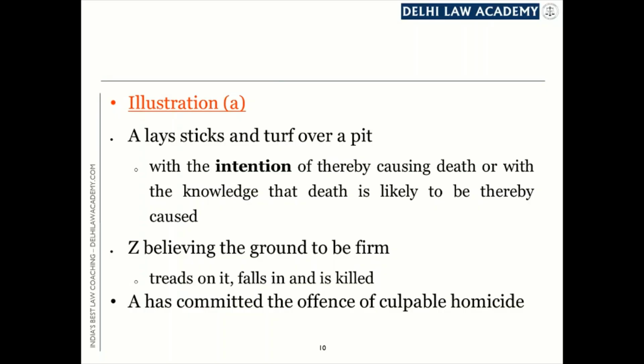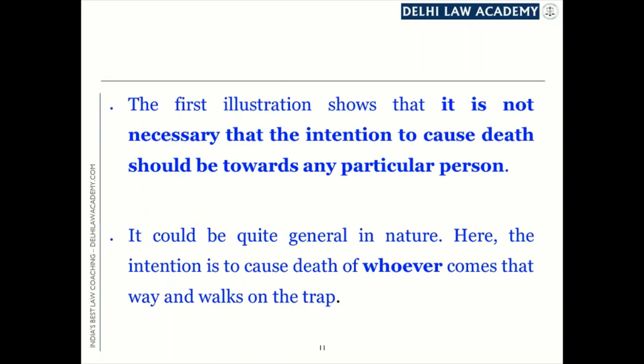Here we can see that the intention of A is not directed towards Z necessarily. In fact, when he lays the sticks and turf over a pit, he has no particular person in mind. Z happens to be the person who comes that way, he treads on it, falls in that pit and is killed. A has committed the offence of culpable homicide within the meaning of section 299. This illustration shows that it is not necessary that the intention to cause death should be towards any particular person. In fact, it could be quite general in nature. In this illustration, the intention is to cause death of whoever comes that way and walks on the trap.